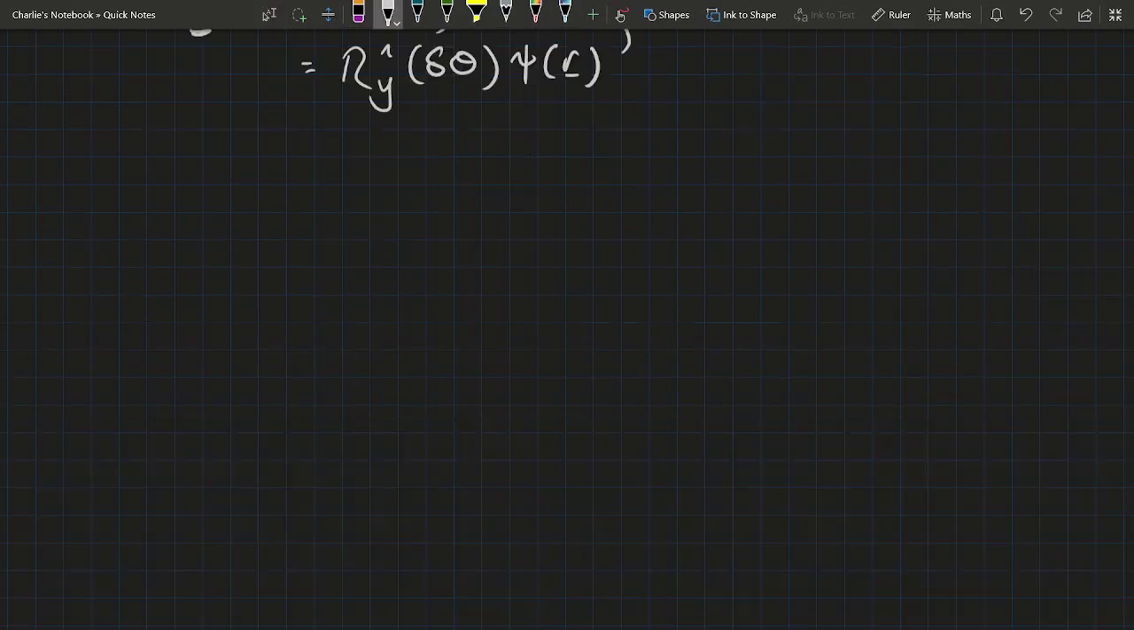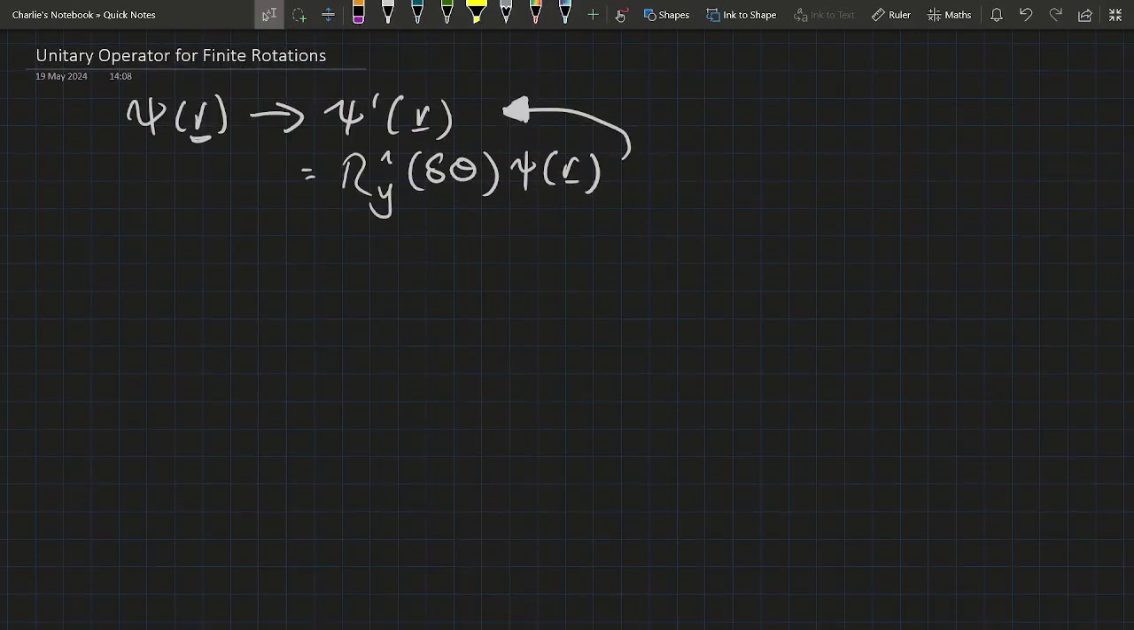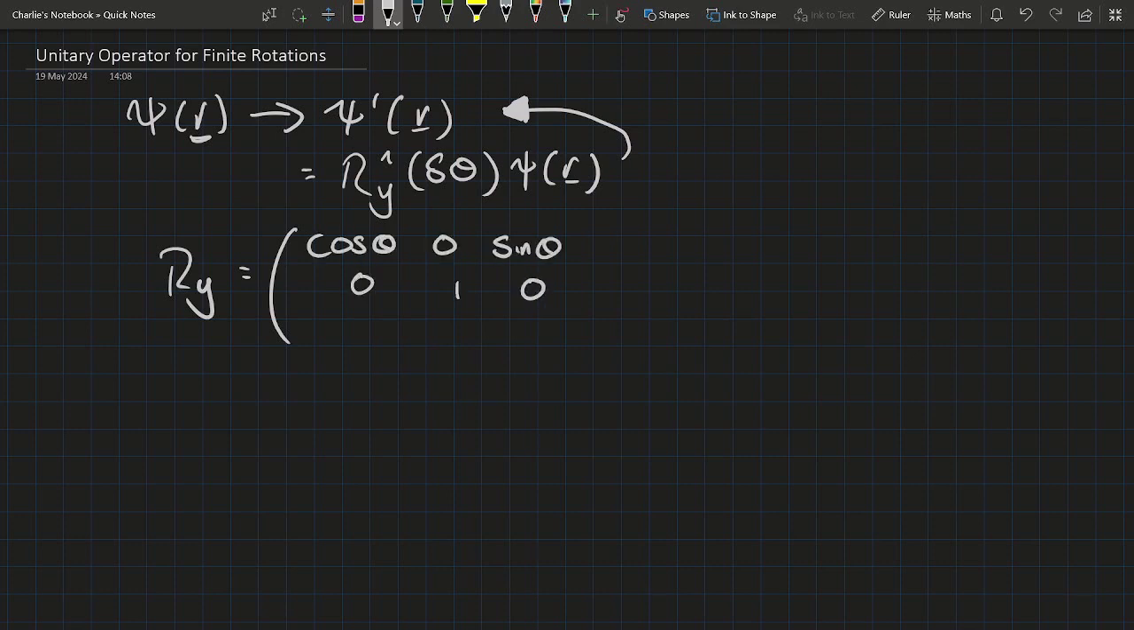Firstly, we note that we can use a rotation matrix acting on the wave function to rotate the position vector. If we say Ry is equal to the rotation matrix for rotations about the y-axis, we have Ry is equal to cos theta, 0, sine theta, 0, 1, 0, minus sine theta, 0, cos theta.